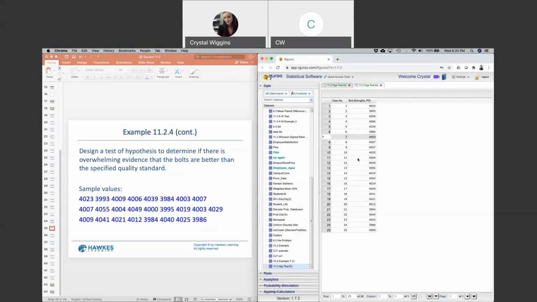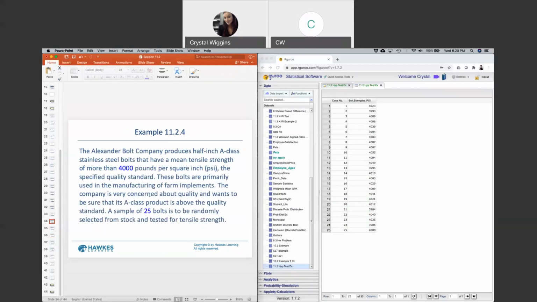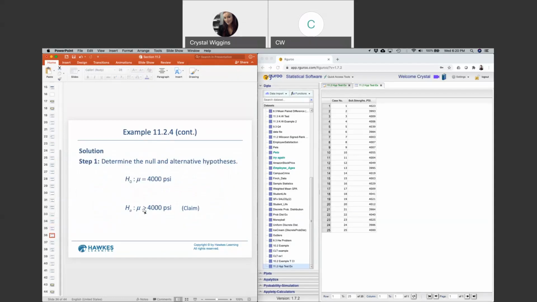So double checking is a quick way of checking that it was entered correctly. Okay. Now we got our data set in, let's keep going. We need to determine the null and the alternative hypothesis. So remember the company's concern is that they want their product to be above the quality standard, which is 4,000 PSI. So the claim is that mu is greater than 4,000 PSI.